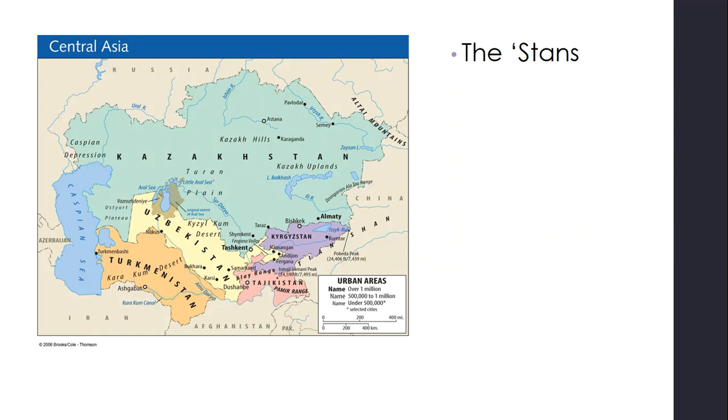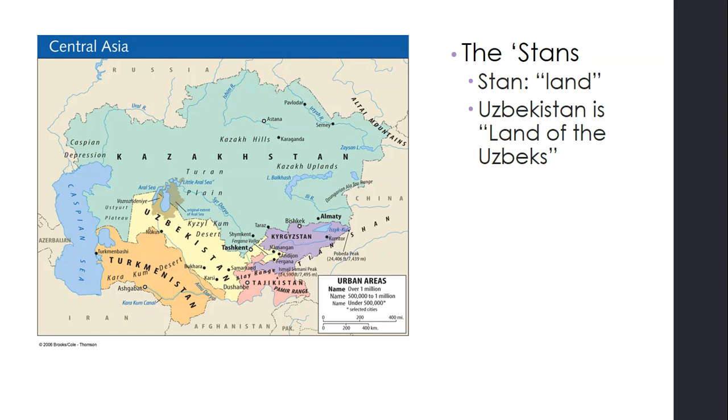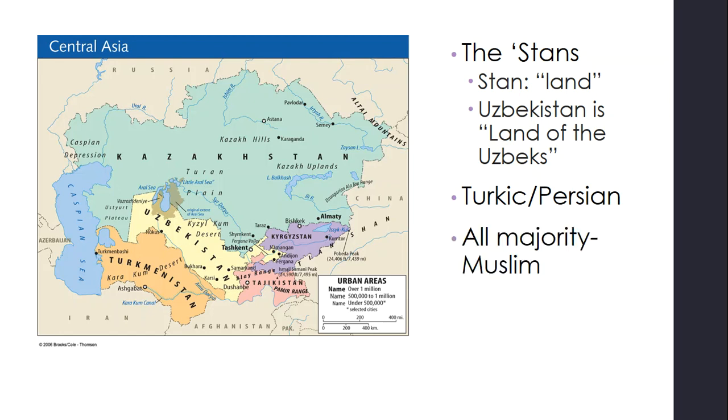Then we have Central Asia, which are the stans. So Kazakhstan, Uzbekistan, Turkmenistan, Tajikistan, and Kyrgyzstan. And stan just means land. Uzbekistan just literally means land of the Uzbeks. They are culturally Turkic and Persian, so not Russian, and they are all majority Muslim countries, which is unique to this region.